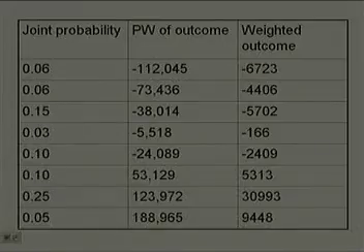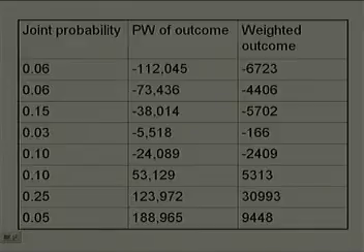Once I have got these net present worth values, I am going to multiply them with the joint probability. So, if you see this particular slide, for path 1 I have calculated minus 112,045, for path 2 minus 73,436. Likewise, for all the 12 paths it has been calculated. Now, in the last column you find the weighted outcome, which is nothing but the product of column 1 and column 2.